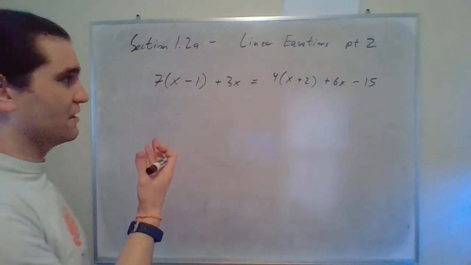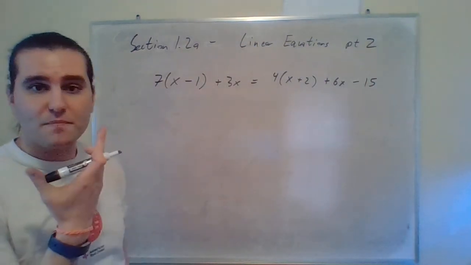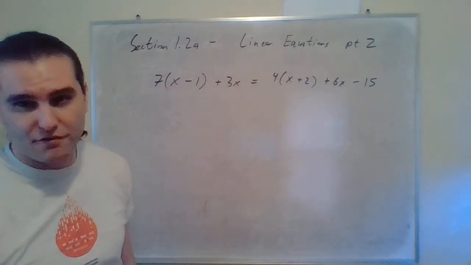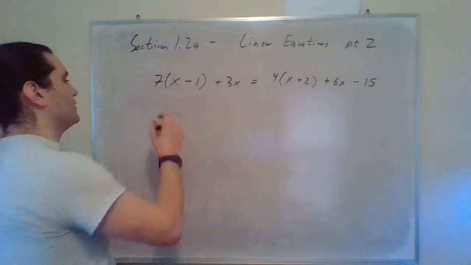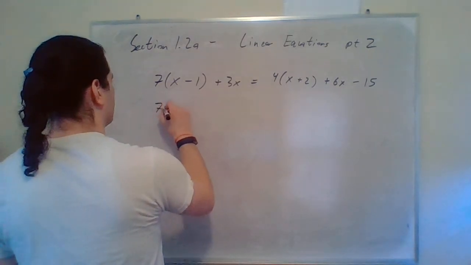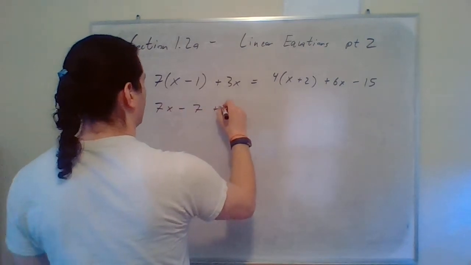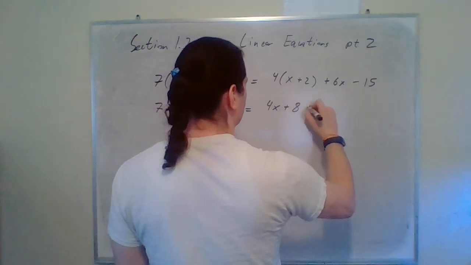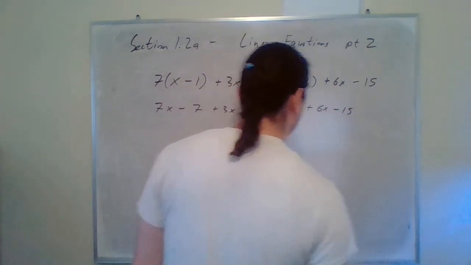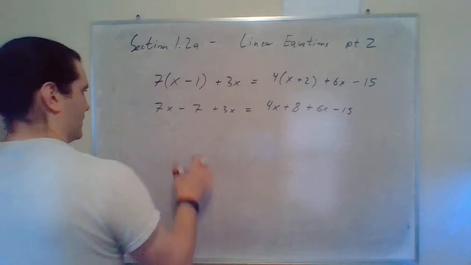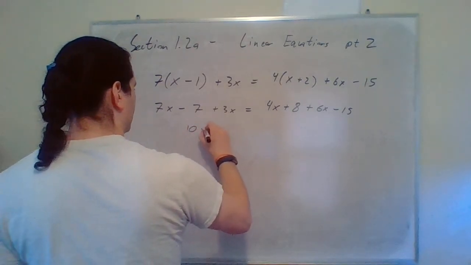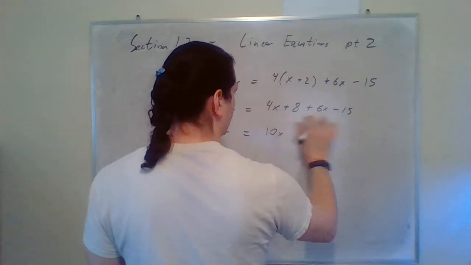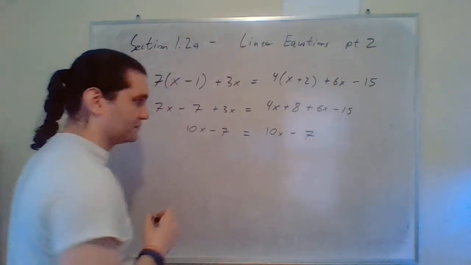If you have an equation like this, once again, we should start by clearing fractions, but there's no fractions to clear, so we can skip that. We can move to the part where we distribute. So 7x minus 7 plus 3x equals 4x plus 8 plus 6x minus 15. And if we combine like terms, we'll get 10x minus 7 equals 10x minus 7.